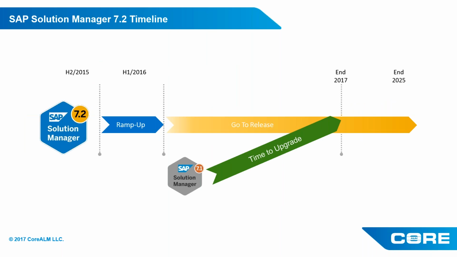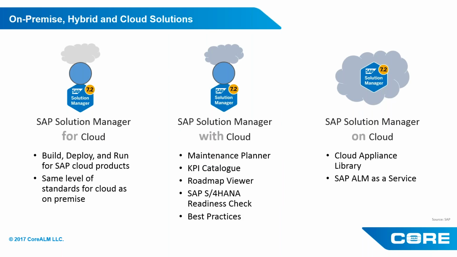Okay. So what I was talking about is just the timeline for upgrading from 7.1 to 7.2 by the end of the year. Some of the technologies, as we said, is Solution Manager for the cloud, meaning that you can build, deploy, and run SAP cloud products. So you get the same level of standard as cloud as for the on-premise applications.